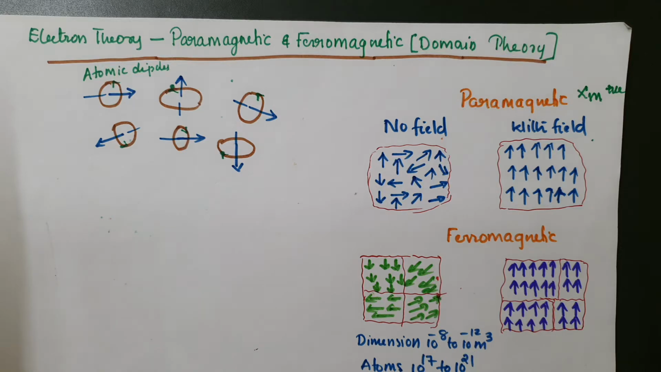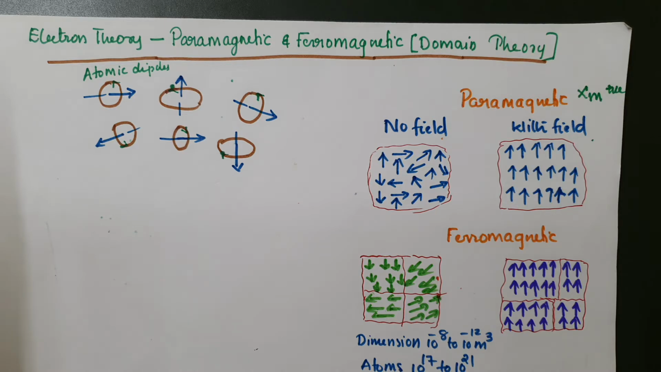Dear students, today we are studying the electron theory of paramagnetic and ferromagnetic materials. According to the electron theory of magnetism, in an atom, the electron is supposed to revolve around the nucleus and also spin about its own axis. Both the revolution and the spinning of the electron give rise to a magnetic moment.